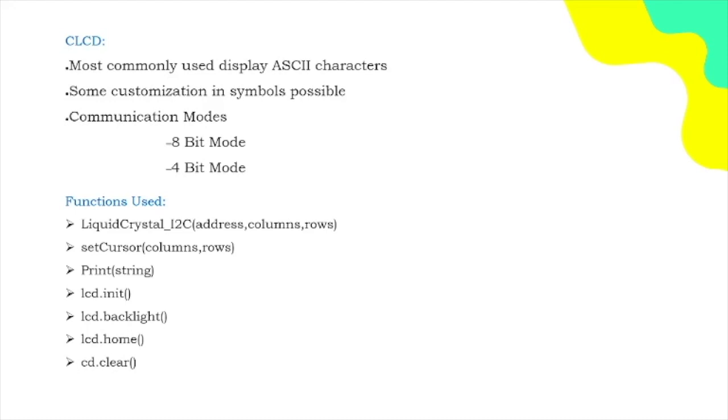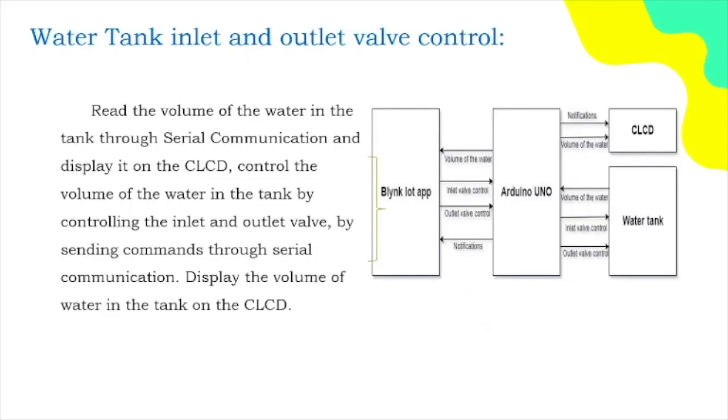After that, we will be seeing the water tank inlet and outlet valve control system. In a water tank inlet and outlet control system, we have to read the volume of the water in the tank through serial communication and display it on the CLCD. Then we will be controlling the volume of the water in the tank by controlling the inlet and outlet valve by sending commands through serial communication. Then we will be displaying the volume of water in the tank on CLCD.